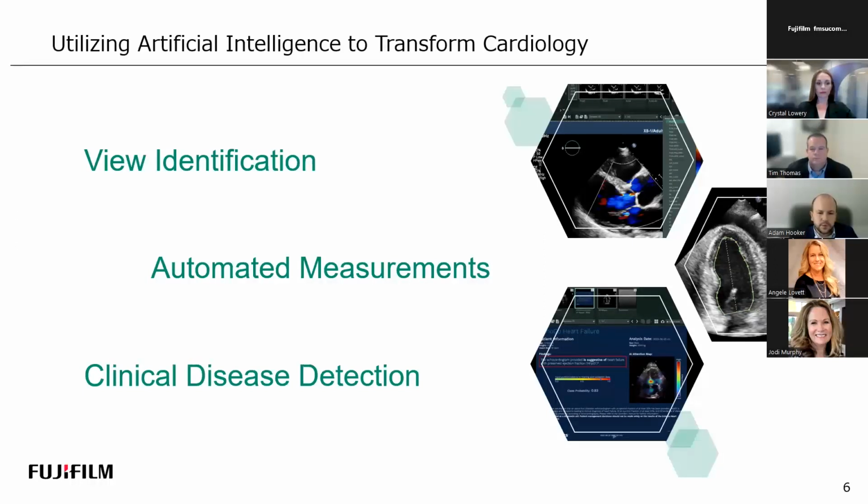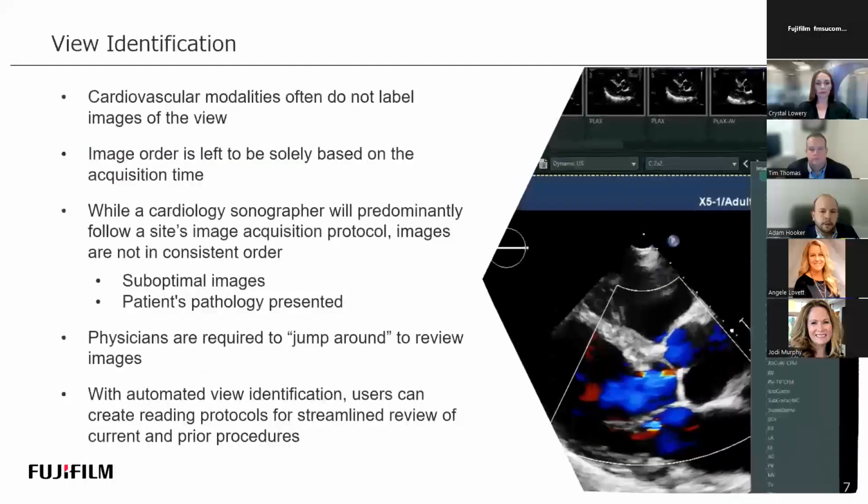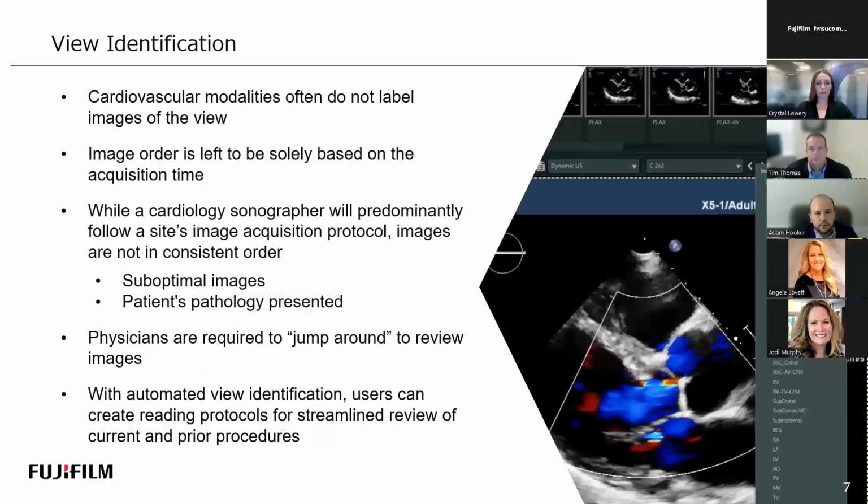The first one's really going to be view identification. Through our integration with Ultromics, we're able to utilize their automated view classification tool and integrate that into the workflow for echoes. As we all know, with the cardiovascular modalities, we often don't see labels applied to the images of what type of view was performed on the ultrasound.